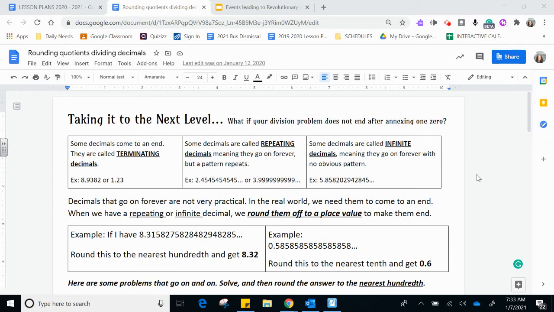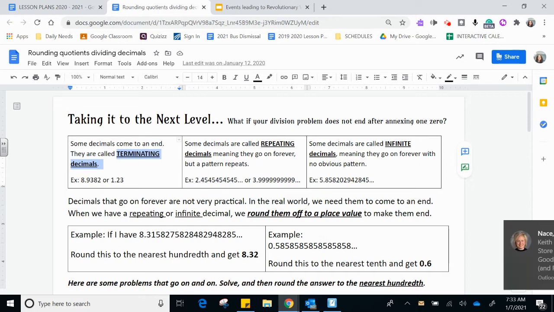In real life, there are different types of decimals, and I'm just going to go over them with you super duper quickly. The first one are called terminating decimals. To terminate means to end. And what that means is eventually, after annexing one time or two times or three times, eventually you would get to zero as a remainder. Those are called terminating decimals. That happens sometimes. We've basically been working with terminating decimals, and they've been terminating after one annex at the most.